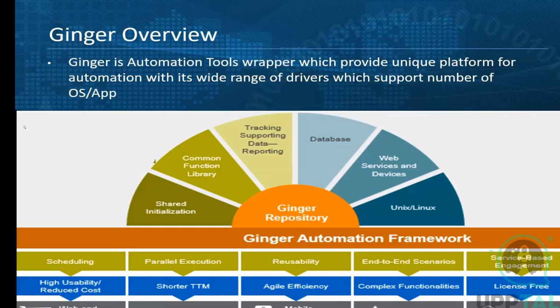Then comes end-to-end scenarios. So guys, end-to-end scenarios are very important. As I mentioned, we have an application or a flow where we start from create customer from a web UI, then it goes to a window based application, then it goes to Unix, then it goes to database. These kinds of end-to-end scenarios we need to automate at runtime.